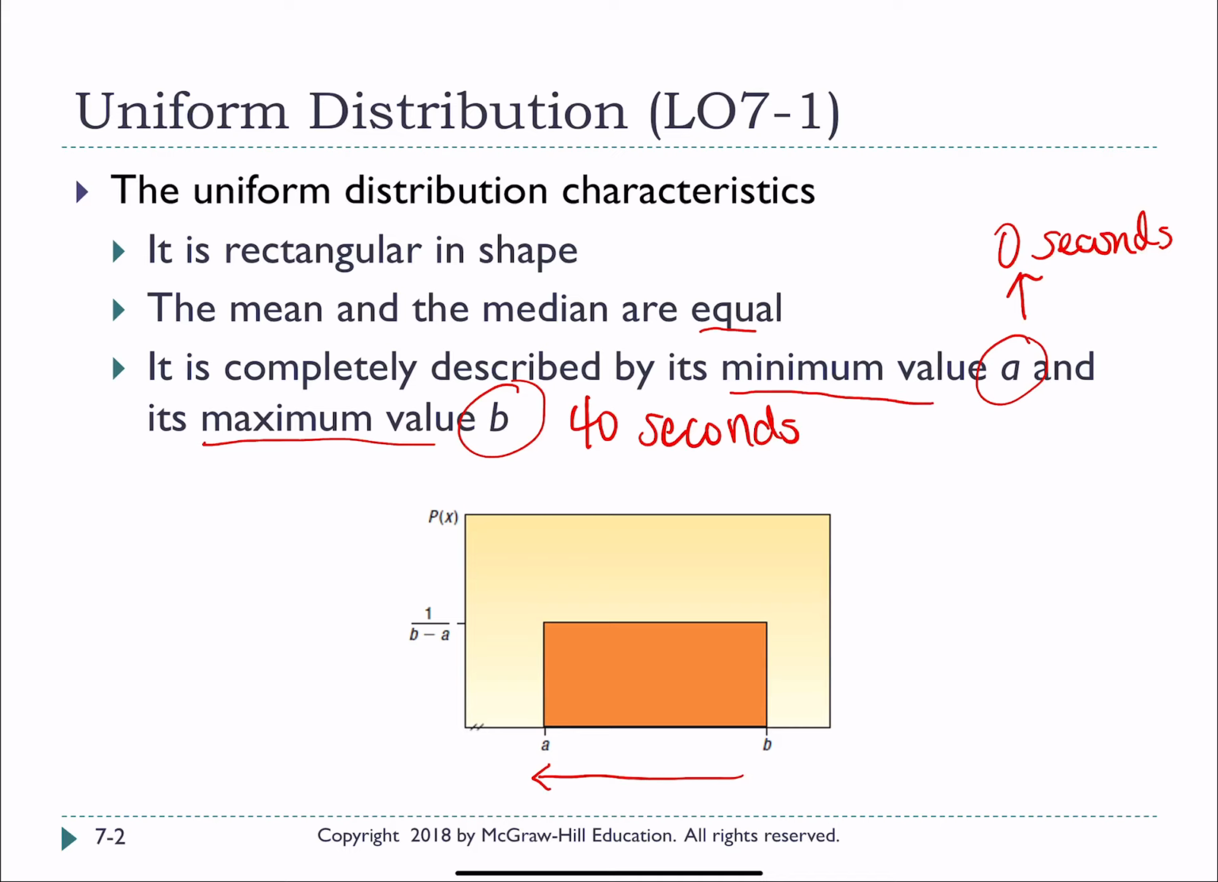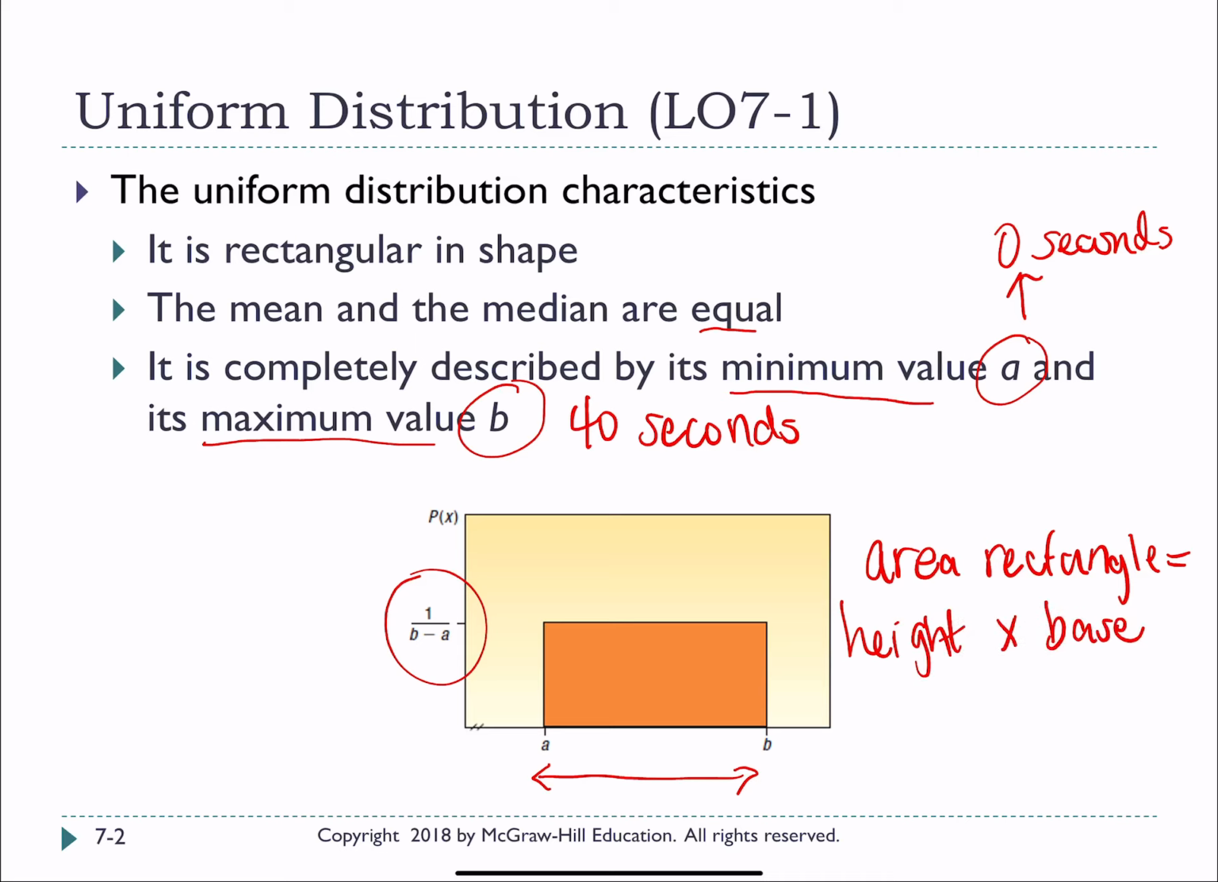This is what it looks like again. You can see the rectangle goes from the min to the max, A to B. We also can describe the height. Notice the height, since it is a rectangle, is constant. And our height is represented by 1 over max minus min, or 1 over B minus A. This is going to be important because we're going to see in a minute that we can find the area of a rectangle by multiplying its height times its base. So this will simply be 1 over B minus A times the base of B minus A. That's where we're going with this.